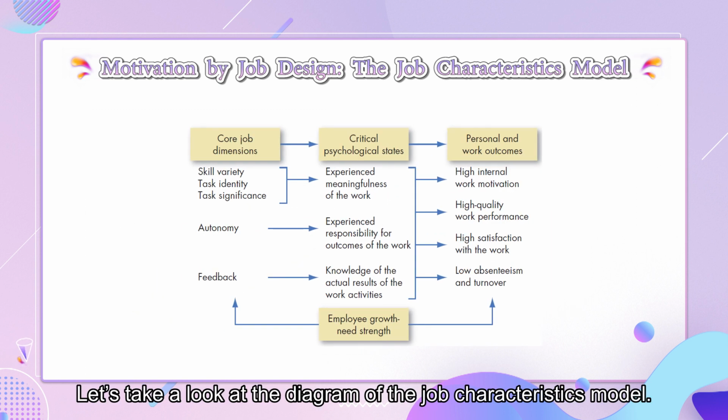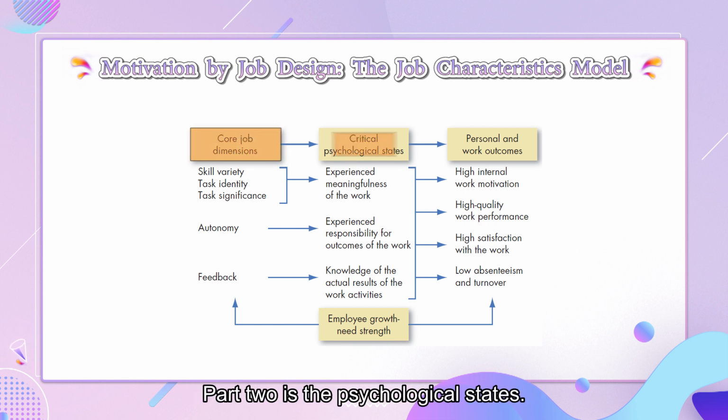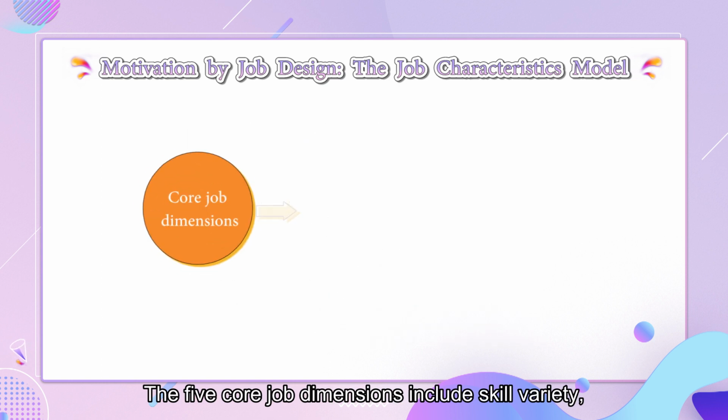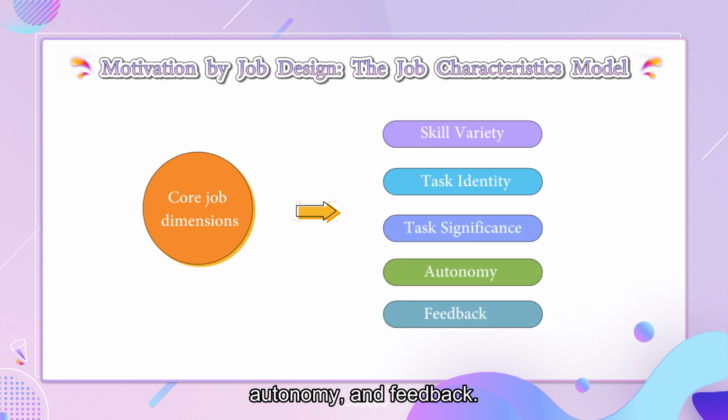Let's take a look at the diagram of the job characteristics model. This model consists of 3 parts. Part 1 is the 5 core job dimensions, Part 2 is the psychological states, and Part 3 is the 5 work-related outcomes. The 5 core job dimensions include skill variety, task identity, task significance, autonomy, and feedback.